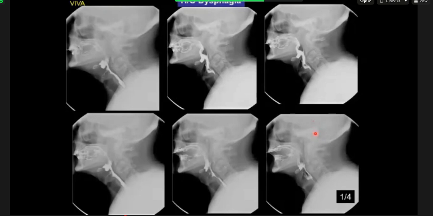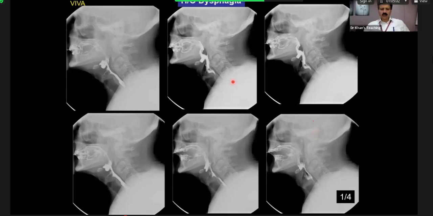Also, the spine looks abnormal in this patient, the cervical spine, with anterior beaking of the vertebrae, and probably fusion and pseudoarthrosis of the cervical spine. Okay, I'll show you here.